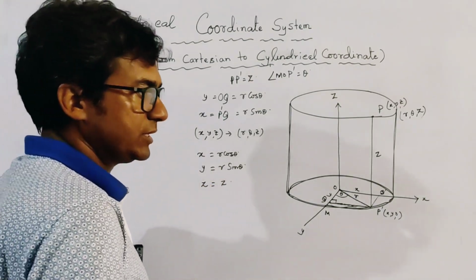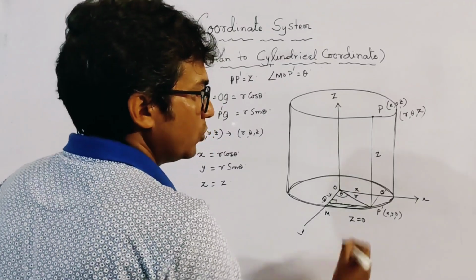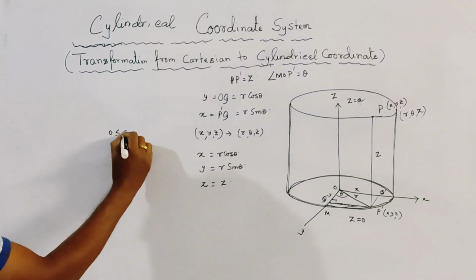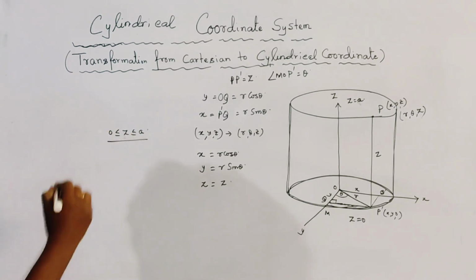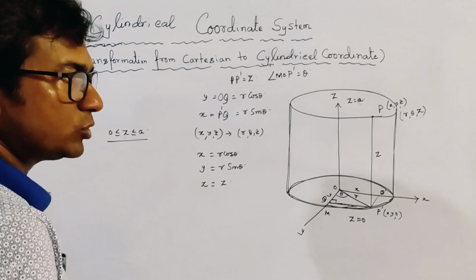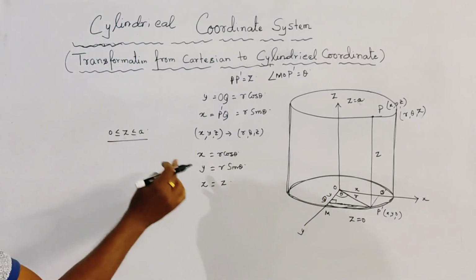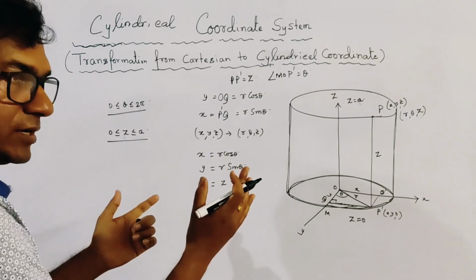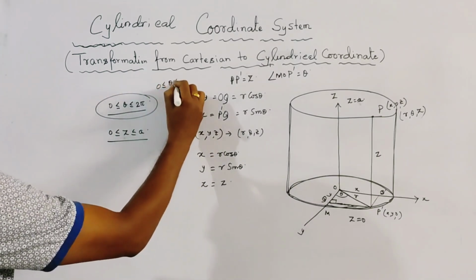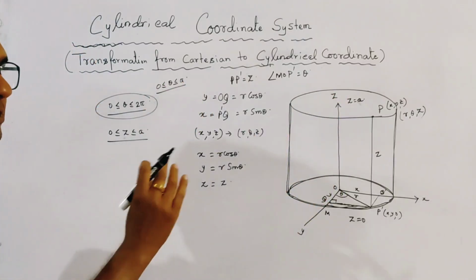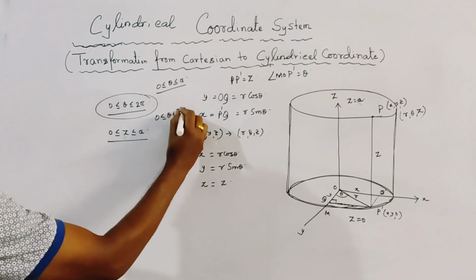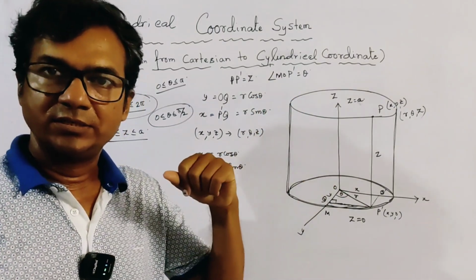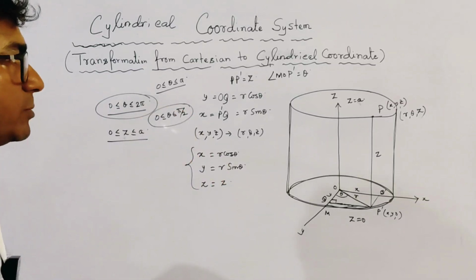Now for the cylindrical system, if it is given that this plane is z equal to 0 and this plane is z equal to a, then our range of integration of z is 0 less than or equal to z less than or equal to a. If we take the total cylinder, then theta varies from 0 to 2 pi. If we take half the cylinder, theta varies from 0 to pi, and if we take the positive octant of the cylinder, then 0 less than or equal to theta less than or equal to pi by 2. These are all the variations of the range of integration in different cases. So our formula of cylindrical transformation is given by this.